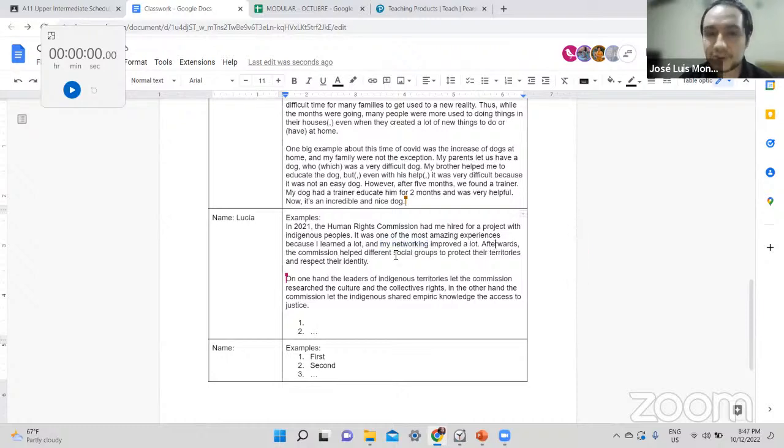Good. Afterwards, great, the commission helped different social groups to protect. Okay, very good. This is a causative verb. Their territories and respect their identity. No commas because it's the same subject.